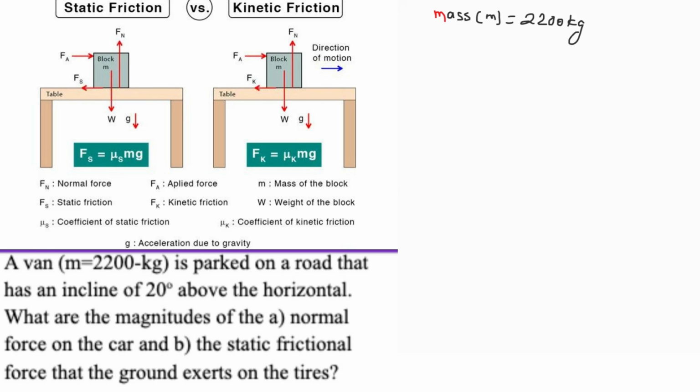It's parked on a road that has an incline of angle 20 degrees. Let me write it as angle theta. Theta represents the angle. Let's say that is 20 degrees above the horizontal. And we have to find what?